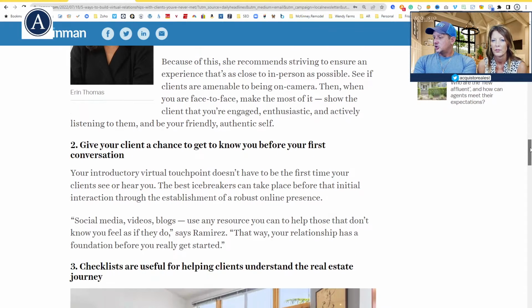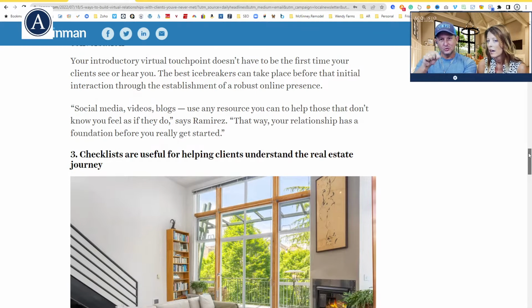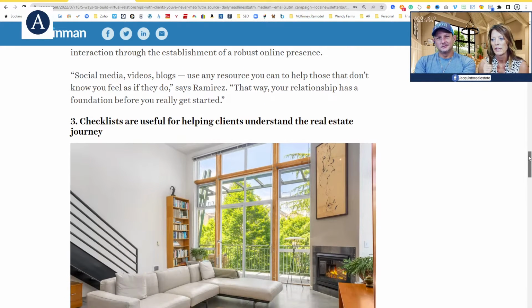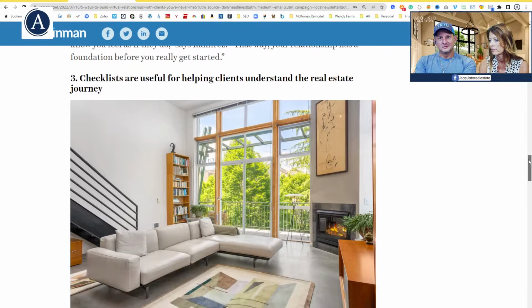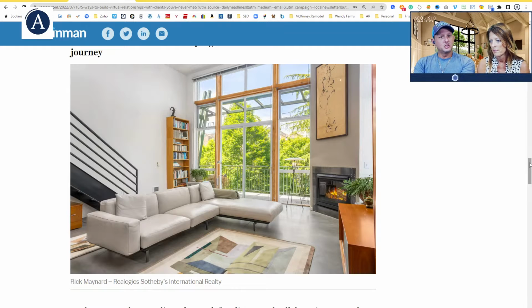Checklists are useful to clients to understand the real estate journey. Some people like checklists. I love checklists. Mike doesn't like checklists. There's a different way to do it, right? It depends on the person, but a good checklist.